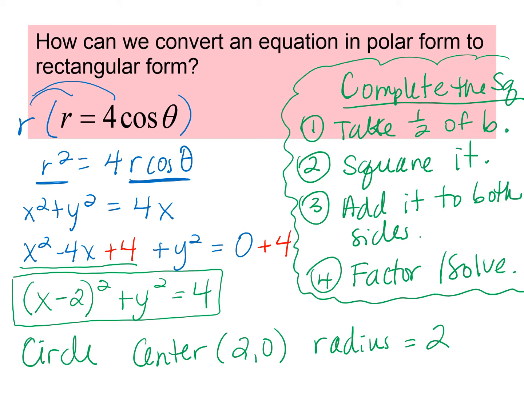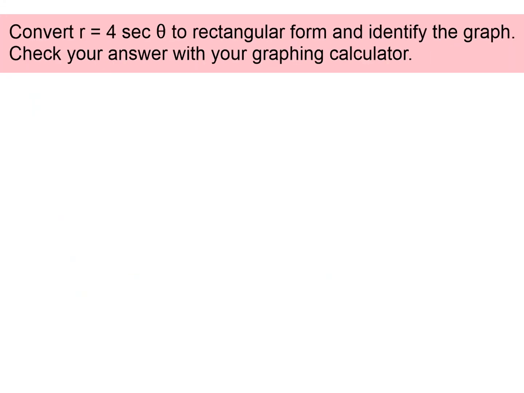All right, let's look at another one. It says convert r equals 4 secant theta to rectangular form and identify the graph. And then it talks about checking your answer with your graphing calculator. So we're going to go ahead and do this by hand. It's a pretty quick problem. And then once again, I'm going to show you how to graph both in the graphing calculator and in Desmos. But again, we are going to be in polar mode this time.